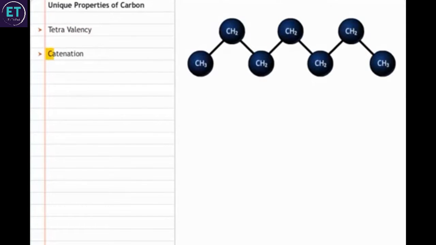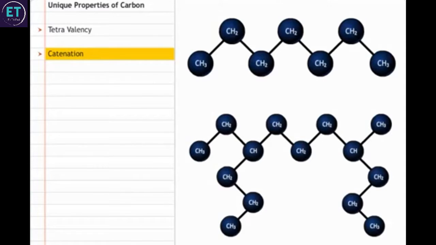The next property is catenation, which is the phenomenon of self-linkage among identical atoms to form a long chain of molecules. Carbon exhibits maximum catenation when compared to elements like sulfur and silicon due to strong carbon-carbon bonds and tetravalency. Due to this catenation, carbon atoms can form various types of straight chains, branched chains, and ring structures, thus giving rise to a large number of compounds.